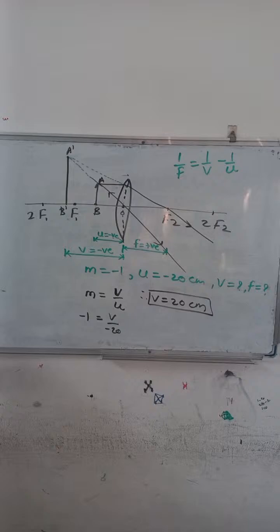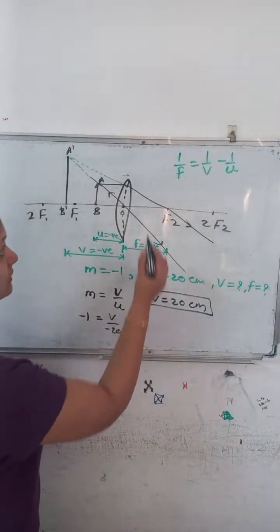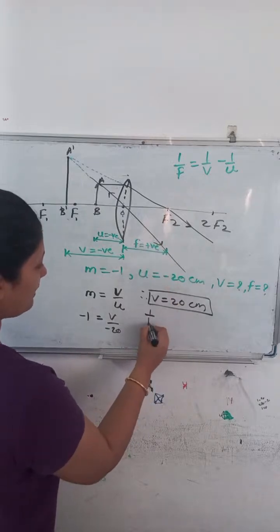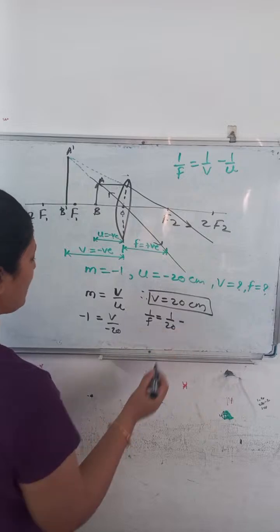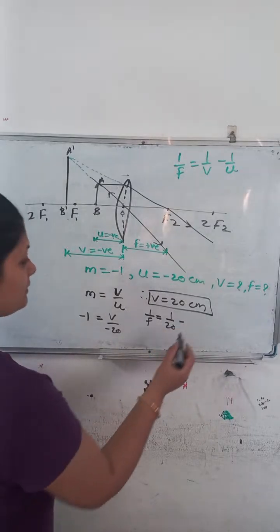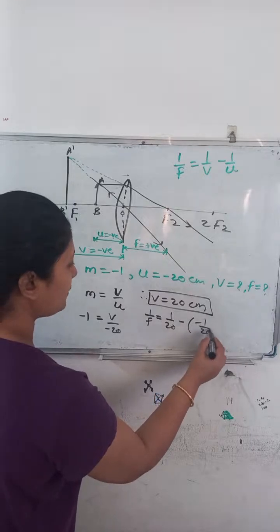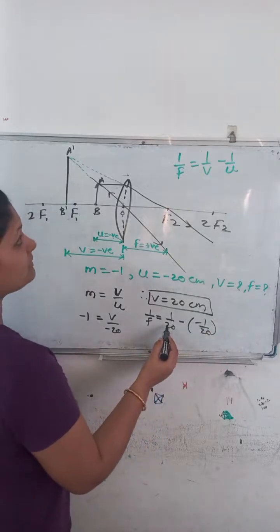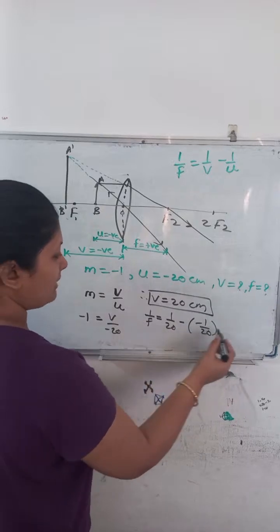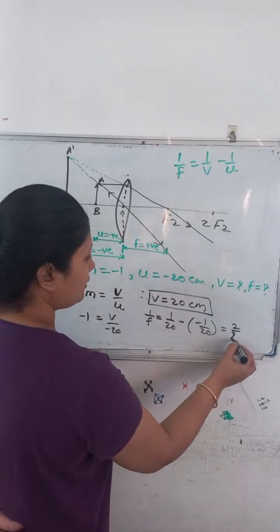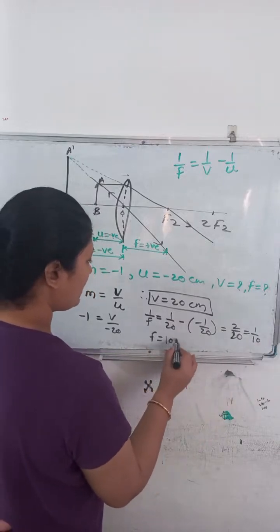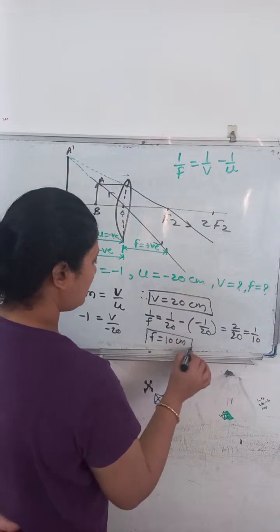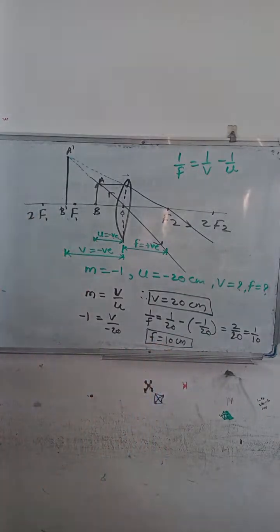The focal length you can calculate by using the lens formula. So 1 by f is nothing but 1 by v minus 1 by u, that is 1 by 20 minus of -1 by 20. Minus and minus will become plus. 2 by 20 is nothing but 1 by 10. So f is nothing but 10 centimeter. I got the focal length as 10 centimeter.